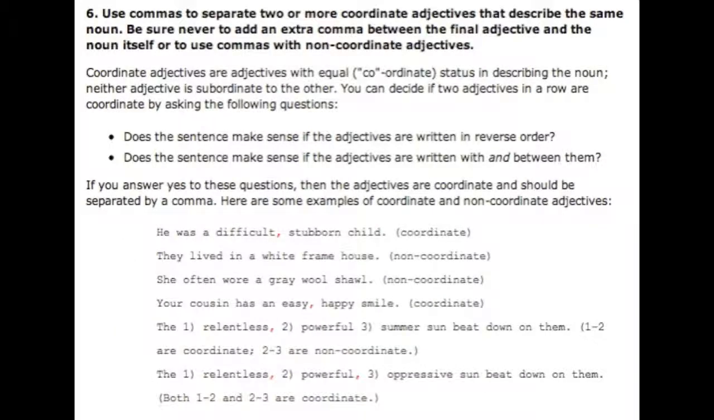The next way to use a comma is when you're separating two or more coordinate adjectives. So say you wanted to describe someone as being tall and lanky, you would say the tall, comma, lanky person.